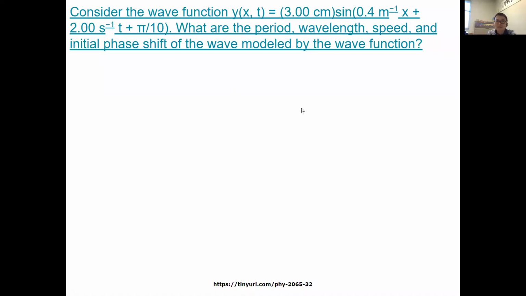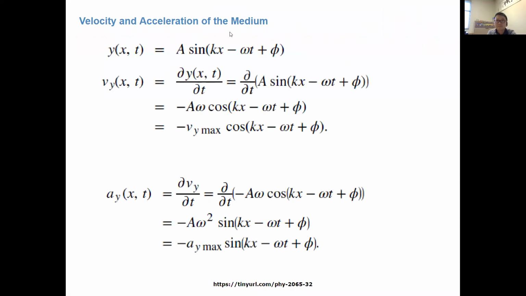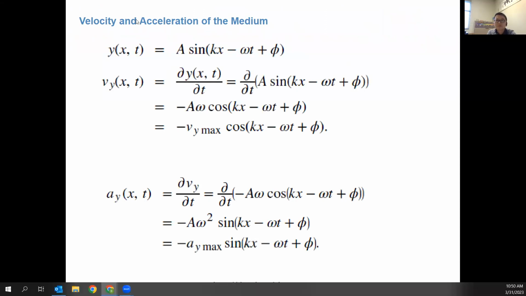So going back to the slide. We have the wave function as a function of the position x and t. This is the displacement of the medium. Minus means it's propagating to the left; plus means propagating to the right.